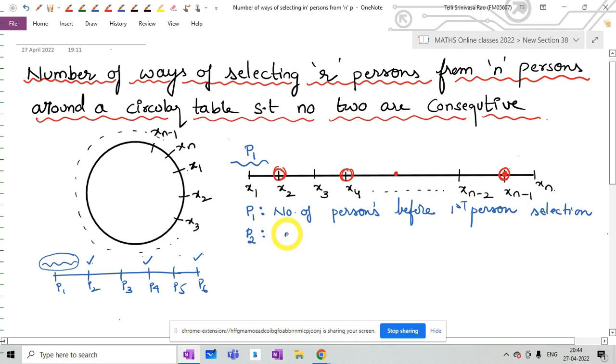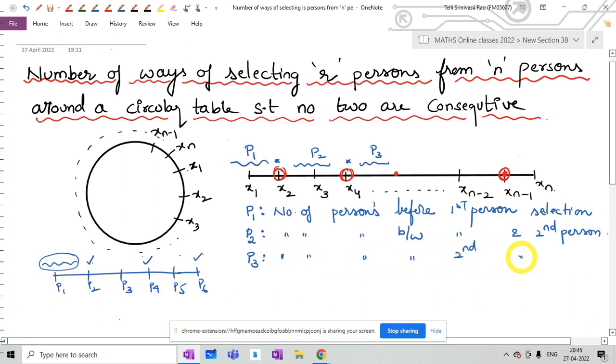P2 will stand for the number of persons between the first person and the second person. Similarly, p3 stands for how many persons are there between the second person and third person. If we keep on doing this, we will get pr plus 1. What is pr plus 1? The number of persons after the last person selection.